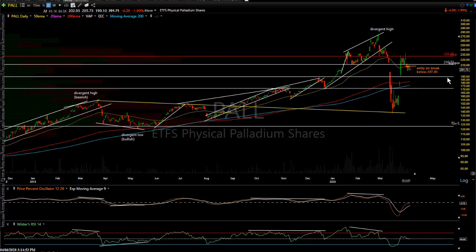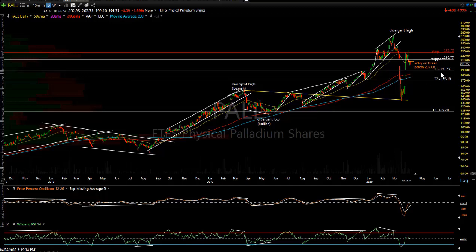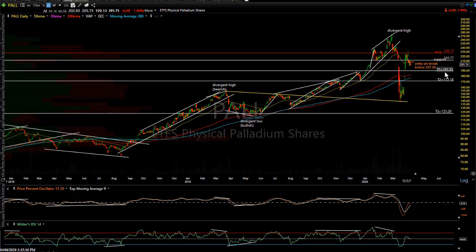Next up, palladium. So far so good. Here's that 210.77 support we shorted just below. We went short on entry on a break below 207, so we're at 201.75 now, moving lower after the breakdown of that. Really, it's that 210.77 support that was pretty key. Coming up on the first target, we'll be at 195.55, and PPO is starting to curl over down at the signal line there.